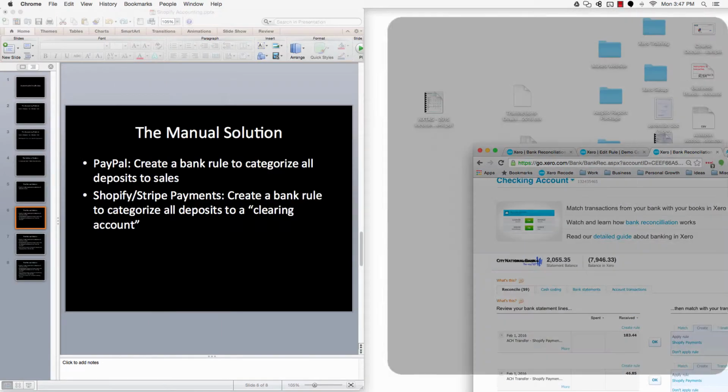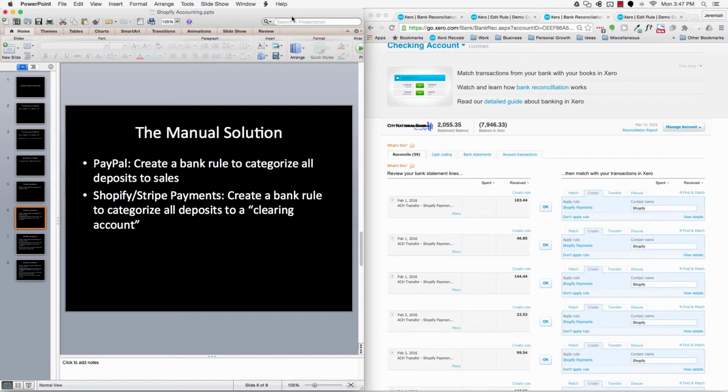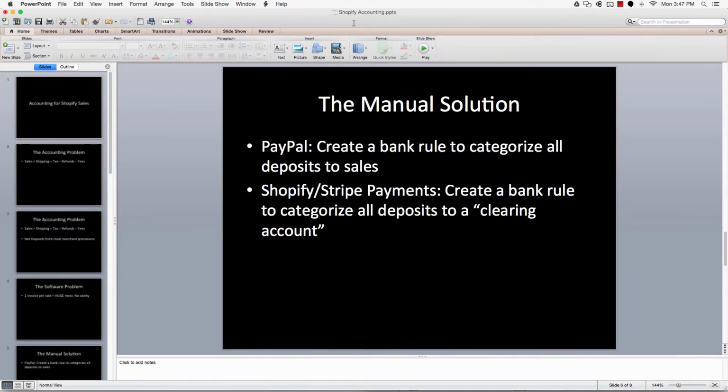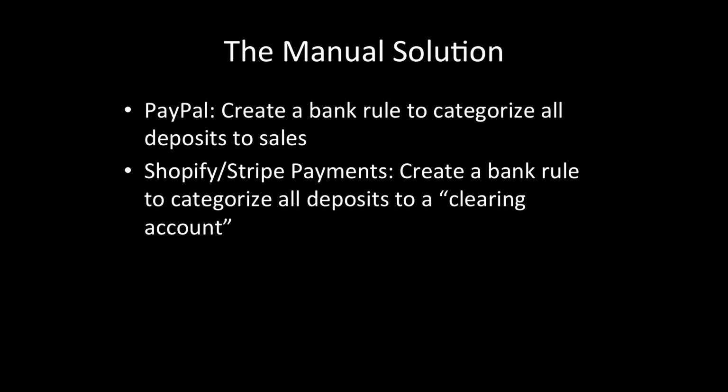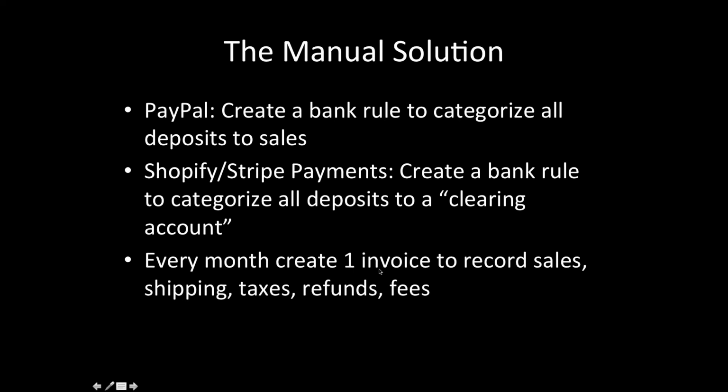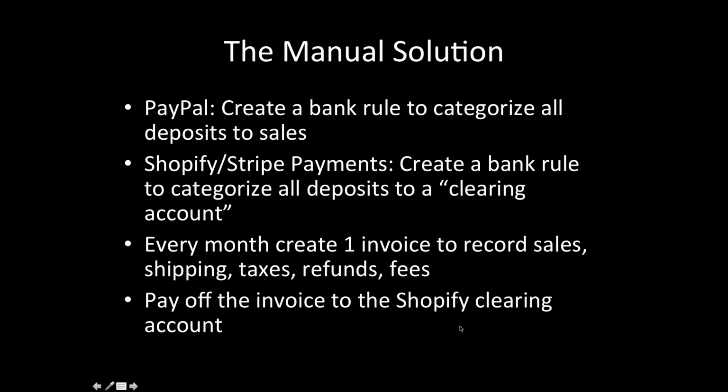And the big idea behind a clearing account is it's just a place for data to meet up. So what I'm going to do is send all these deposits to a clearing account, and then every month we're going to create one invoice to record all of your sales, shipping, taxes, refunds, fees, and then we're going to pay off that invoice to the Shopify clearing account. So in theory, this one invoice should match all of the deposits you get from Shopify, and what happens is they'll all meet in this clearing account and it should level out to zero.